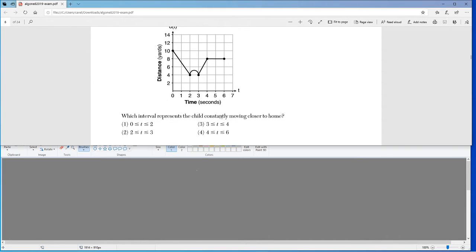And from 4 to 6, they are basically the same distance. So which interval represents the child constantly moving closer to home? Moving closer is this, from 0 to 2. So the answer is choice 1.